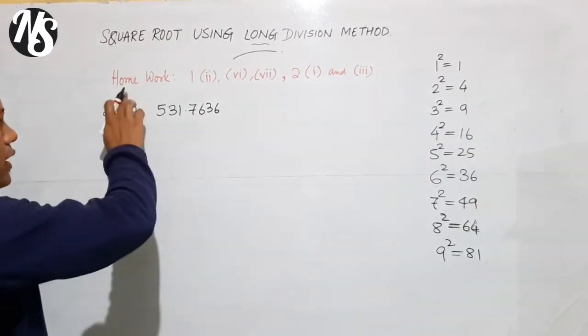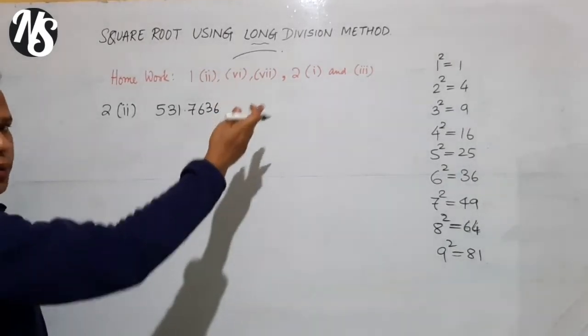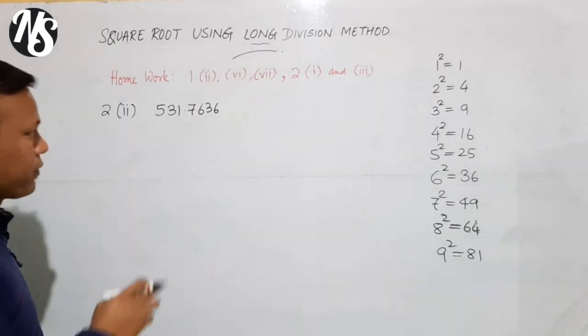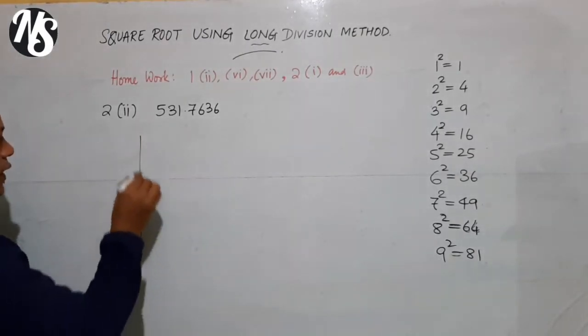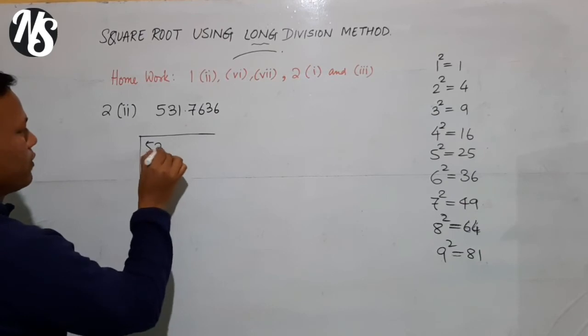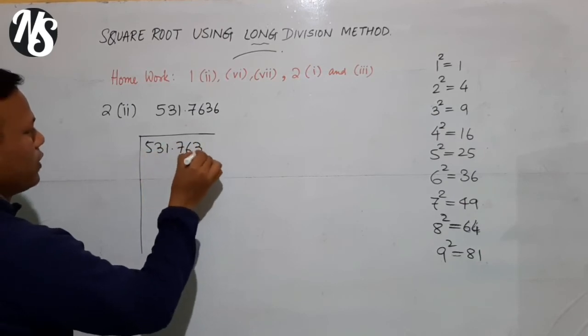Now I've given you a few homework questions here. You may do the homework by yourself. Let me take the last question for you. So this is the given question. You need to find the square root of this. So let me quickly write down the number first. So it is this much.